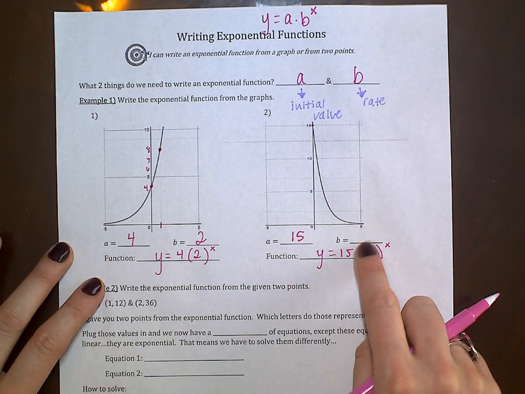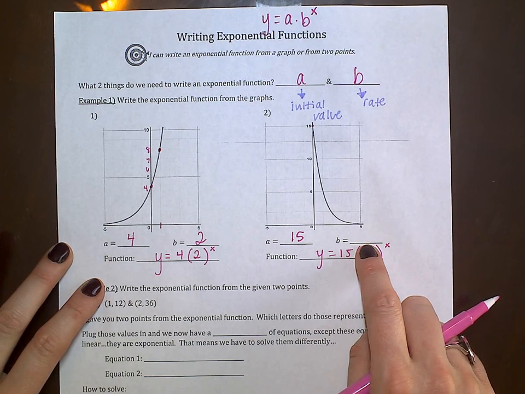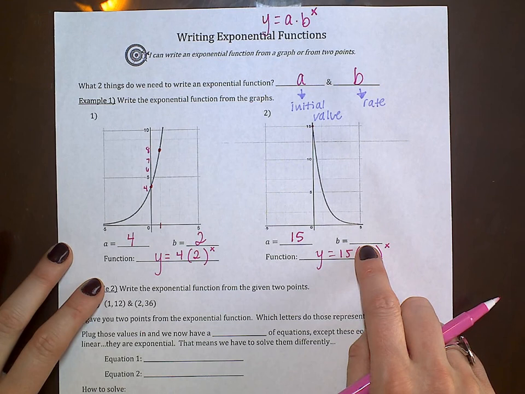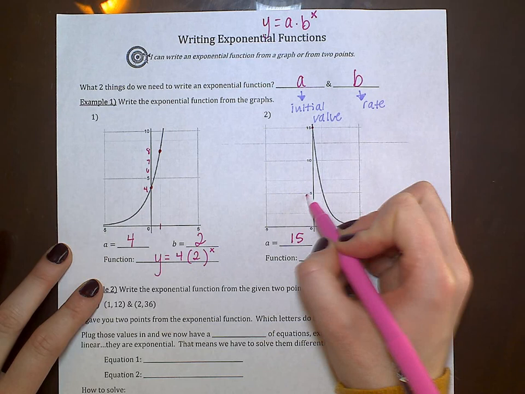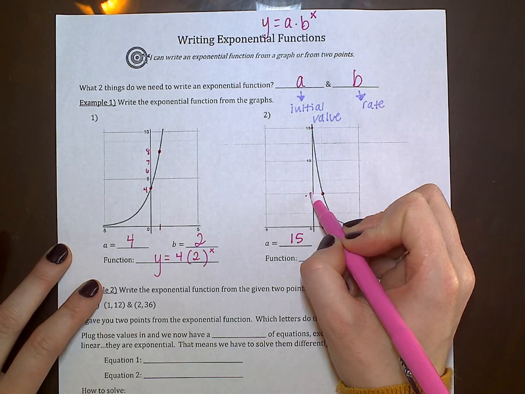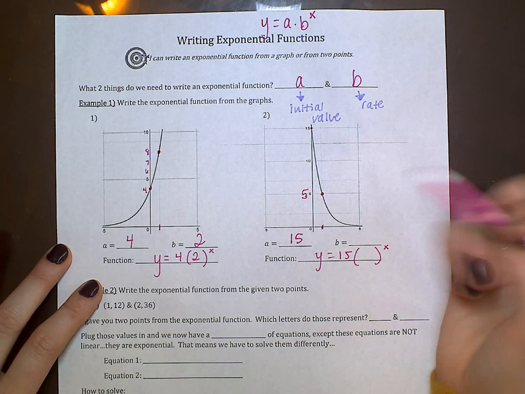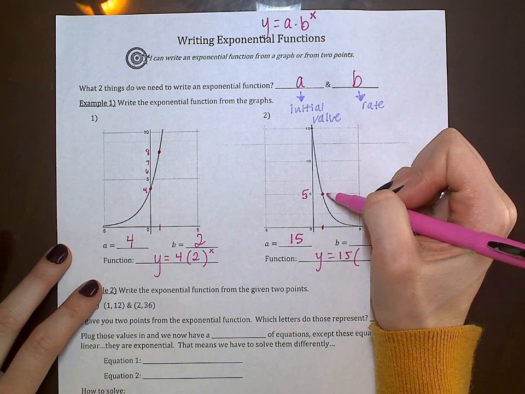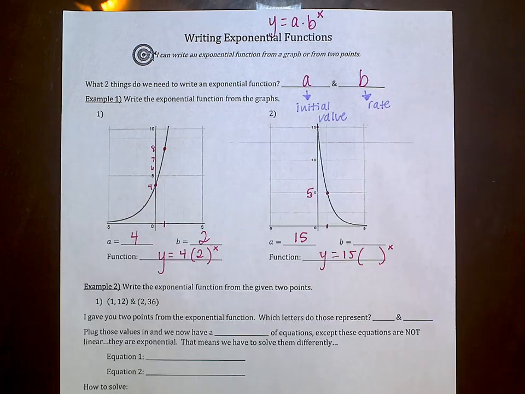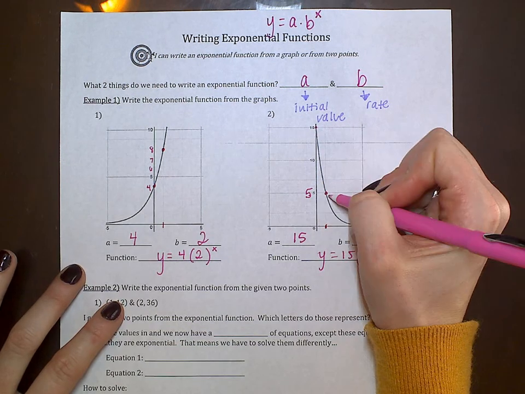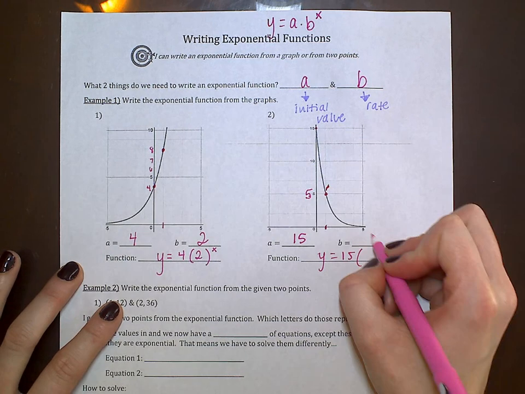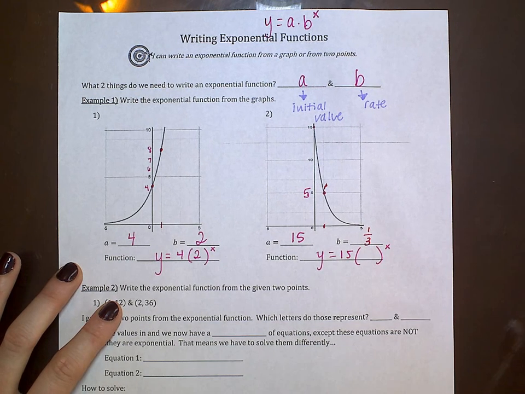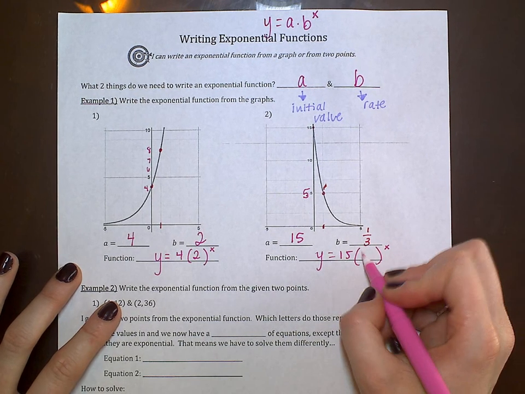Over here, this is decay, so I know my b value should be a fraction. It should be less than 1. But again, all I have to think is, well, what do I do to shift right 1? Well, when I shift right to 1 here, I land at 5. So if I start at 15 and I land at 5, well, you can think multiply at first, but maybe think dividing before that. I know that to go from 15 to 5, I divide by 3. Okay, well, dividing by 3 is the same thing as multiplying by a third. So that's going to be your b value.